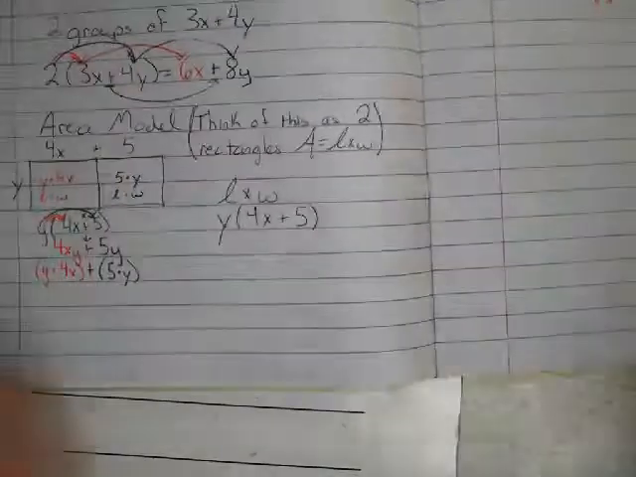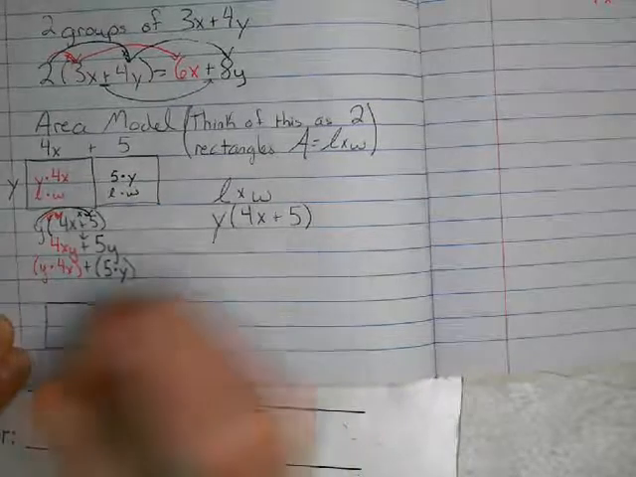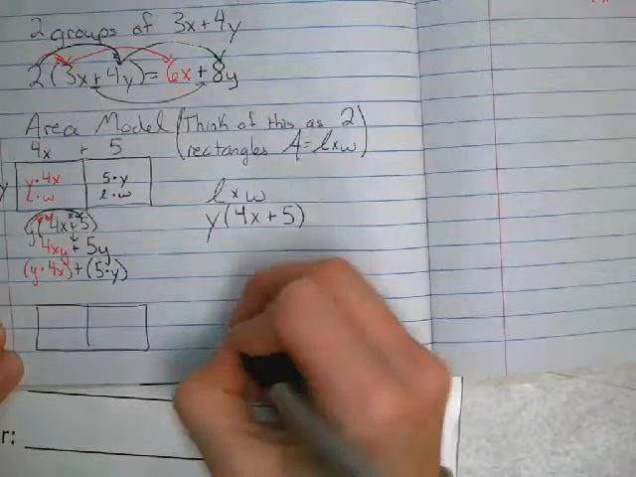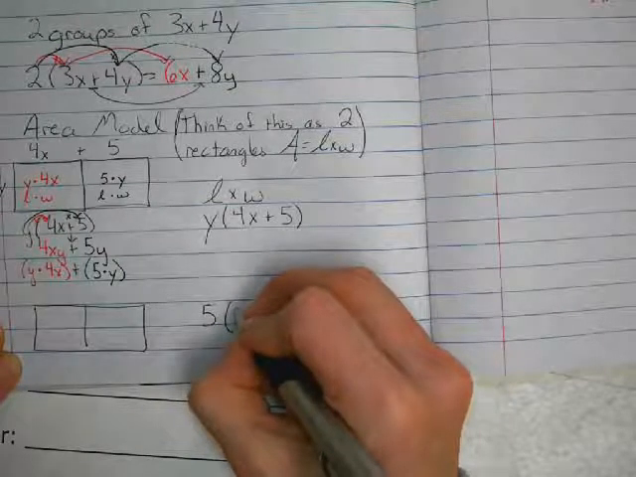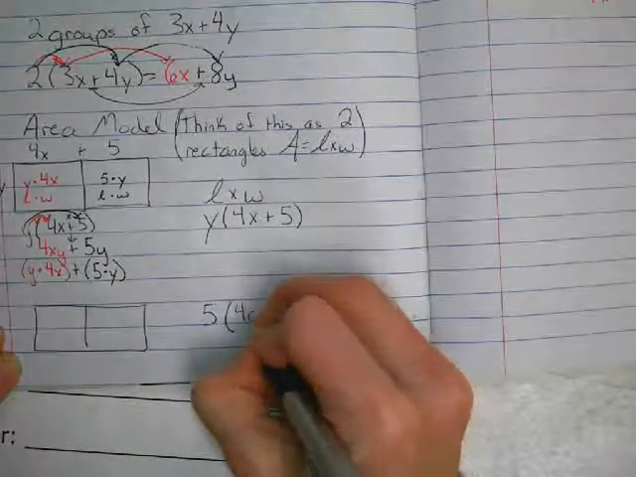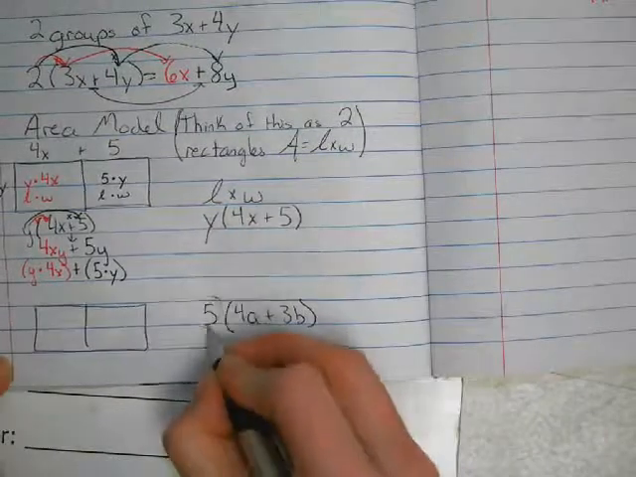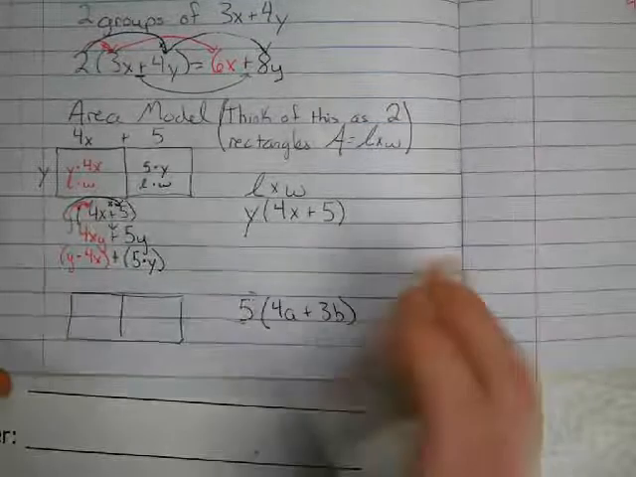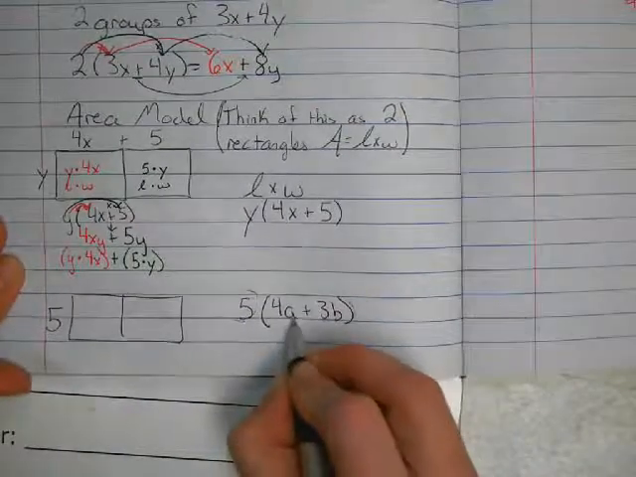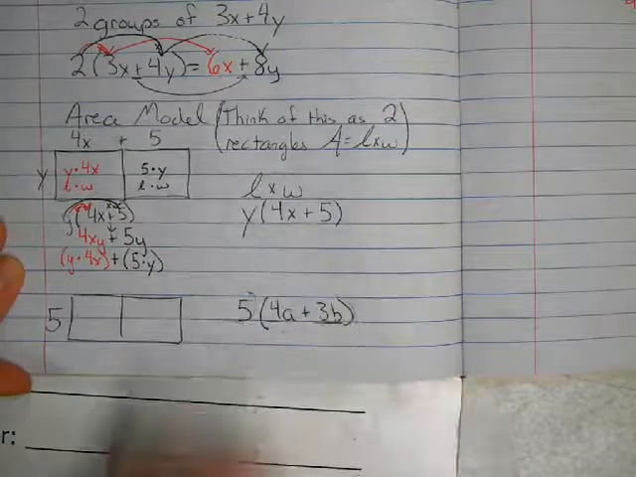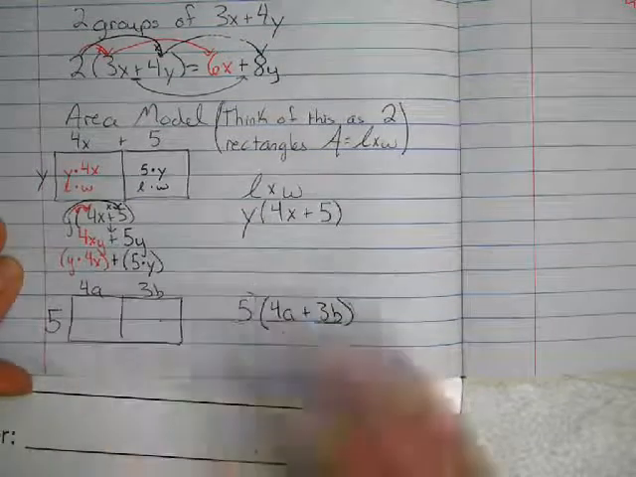We can do one more example. So again, let's go ahead and draw our 2 boxes. And let's do the expression 5 times 4a plus 3b. So I take what's on the outside and I write it here. And then I take my quantity in the parentheses and I take each term, putting it above the separate rectangles. So we have a 4a and 3b.